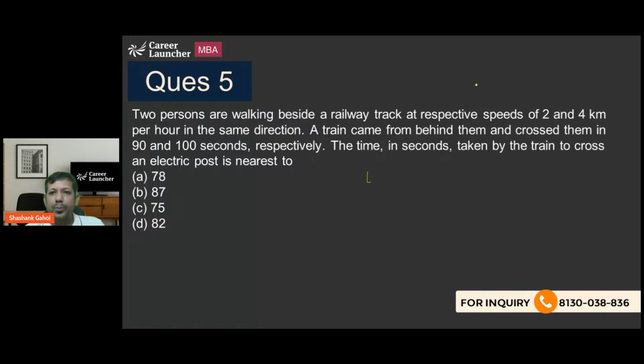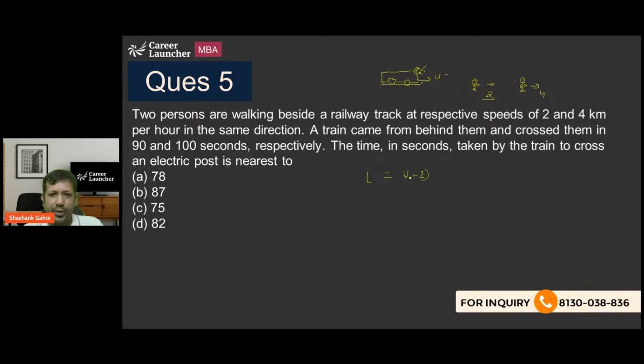Now, two people are going like this in the same direction. The train is coming from behind in the same direction, and it is crossing both of them. This person is going with a speed of 2, this person with a speed of 4. Let's say the speed of the train is v. When the train is crossing this person, the length it crosses is, let's say, L. And it must be crossing with the relative speed.